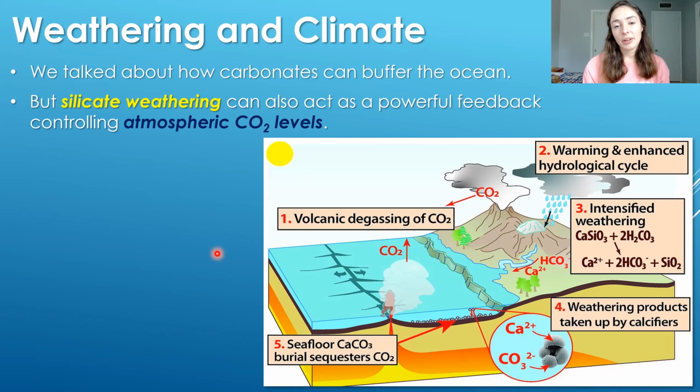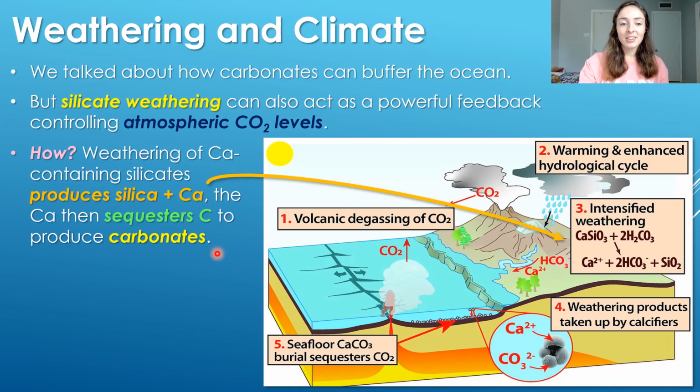And we already talked about how carbonate dissolution can buffer the ocean and help slow ocean acidification and how that might affect climate. But silicate weathering, like I mentioned earlier, can also act as a powerful feedback for controlling climate, specifically for controlling atmospheric CO2 levels.